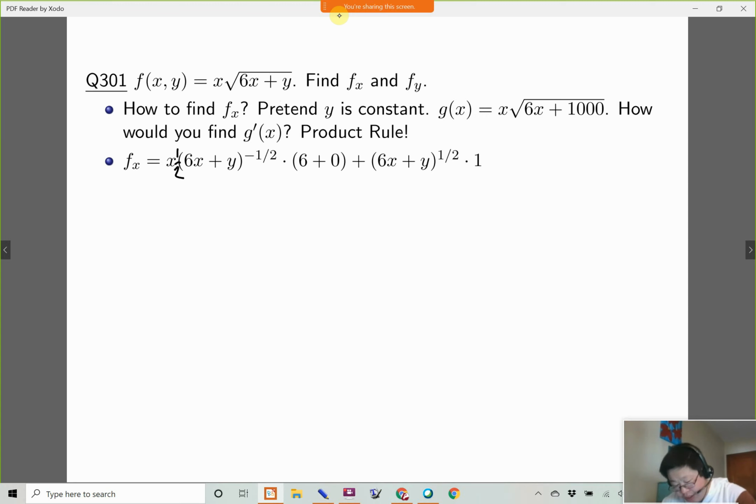The chain rule says you need to differentiate 6x plus y. So 6x differentiates to 6, but y is a constant. If y is a constant, then the derivative of that constant y is 0. You don't have to write the plus 0, but I thought it's helpful right now for emphasis. And then the second half of the product rule is you take the second part, 6x plus y raised to the 1/2, that's copied, and then you need to differentiate the first part. So the x differentiates, and you get a 1.